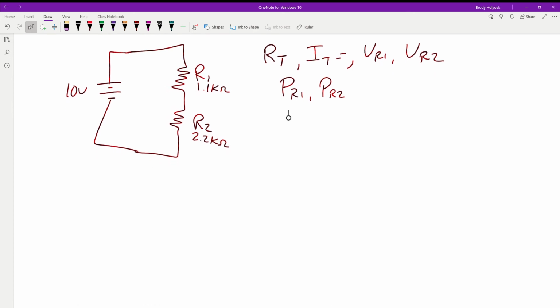Okay? So first example we're looking for is R total. R total is going to be a combination of all the resistance in series in this circuit. So we have R1 plus R2, which comes out to be 1.1K plus 2.2K. So when we add those together, how much resistance does that give us? 3.3K.